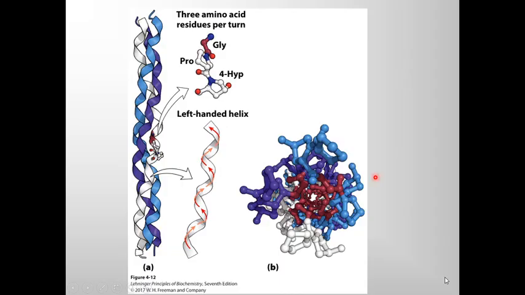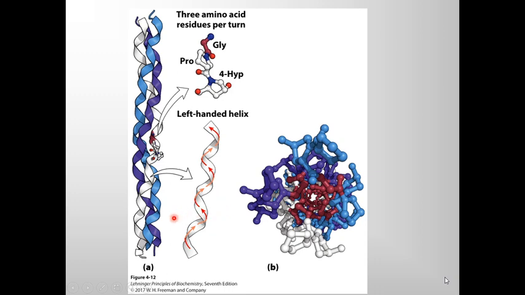Shown here is the structure of collagen. The alpha chain of collagen has a repeating secondary structure unique to this protein. The repeating tripeptide is shown here. It's a glycine, proline, and 4-hydroxyproline. This adopts a left-handed helical structure with 3 residues per turn.